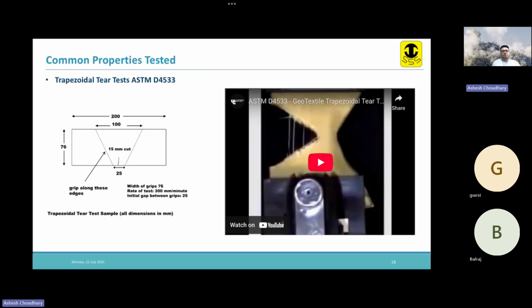Now, as I said, there are certain tests to determine the tear resistance and all those things: the tear resistance of a geotextile, whether it's going to tear easily.